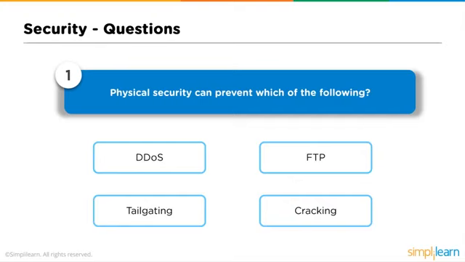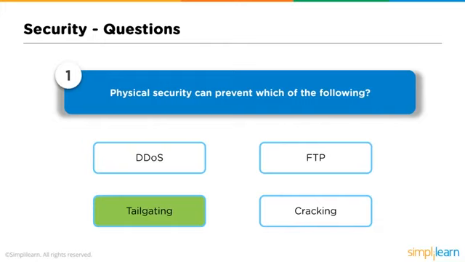So the 4 options that we are given are a DDoS attack, FTP, tailgating, or cracking. Cracking is password cracking, FTP is a protocol, DDoS is a voluminous attack based on traffic that is created, and tailgating is actually a person tailing a person into an organization. So that is where the physical security comes in.